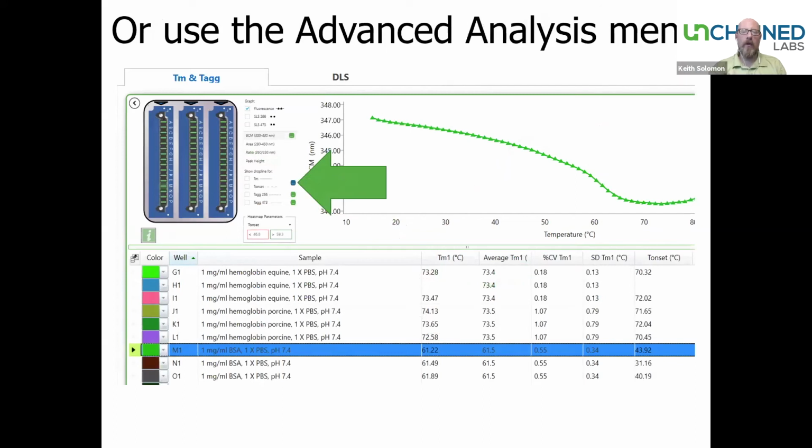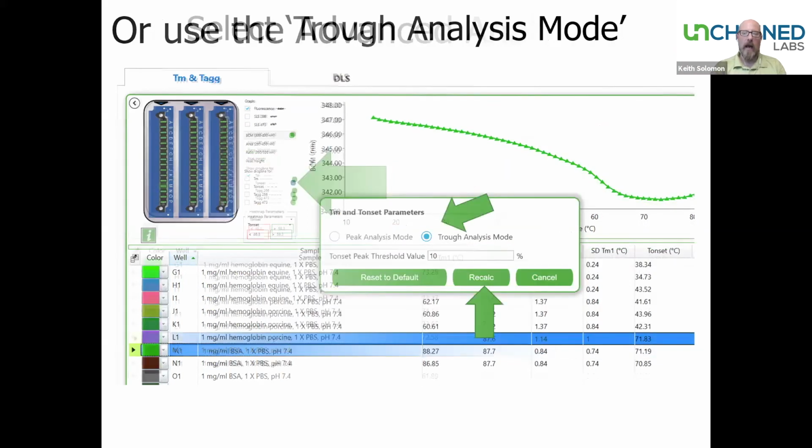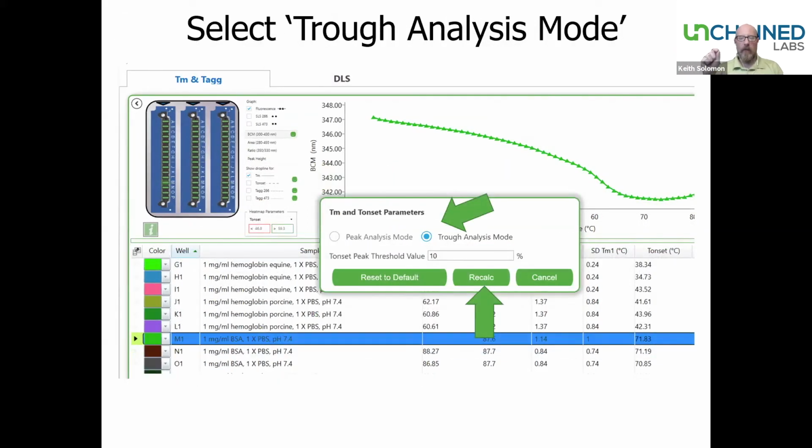You can also use our advanced analysis menu, and you can push on the button to the right of the TM after the protein's highlighted, and you'll see the option to move from a peak analysis mode to a trough analysis mode. So now the software is automatically not looking for red shifts, but is looking exclusively for blue shifts. If you hit the recalculate button, now the software will report on blue shifts.